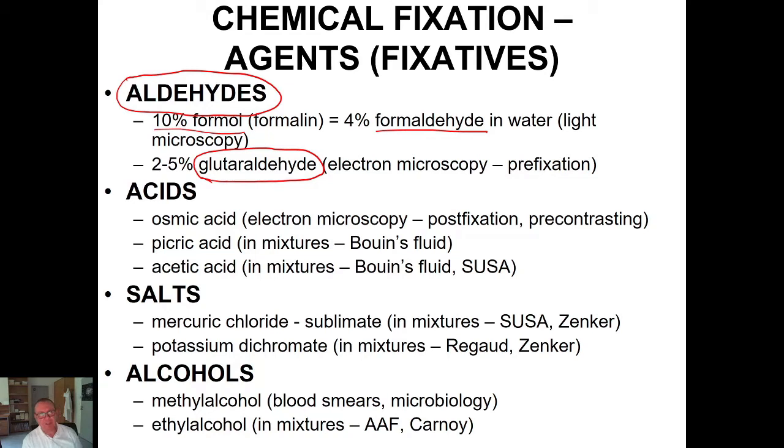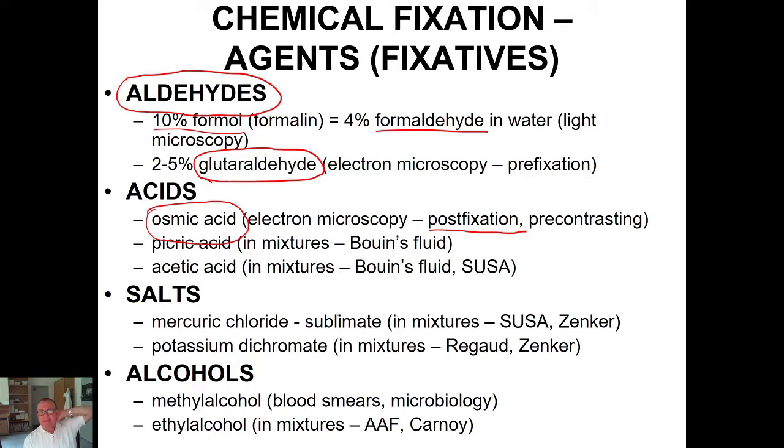Maybe I can mention osmic acid or osmium tetroxide, also dissolved in water, which is used as the second step of fixation in electron microscopy, so as the so-called post-fixation. Osmic acid, or osmium, is a heavy metal, and you already know that contrast in electron microscopy is based on the bonding of heavy metal atoms on the surface of our tissue.